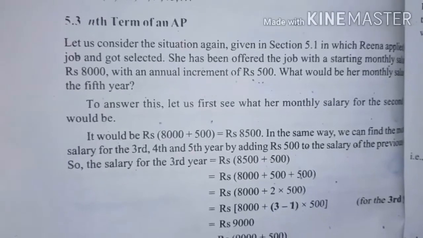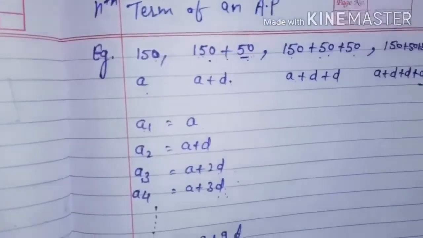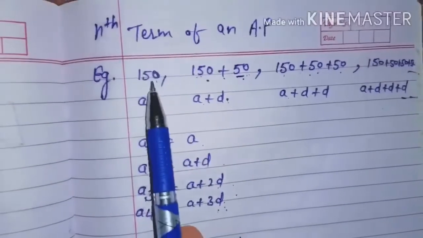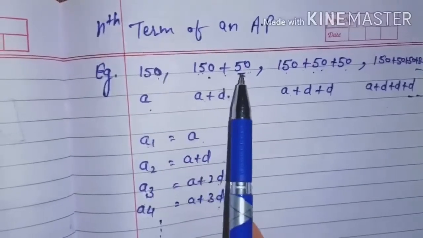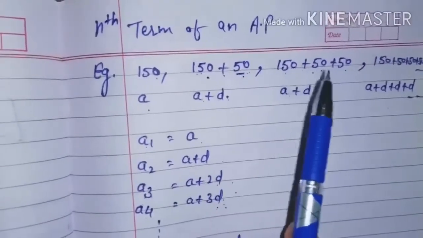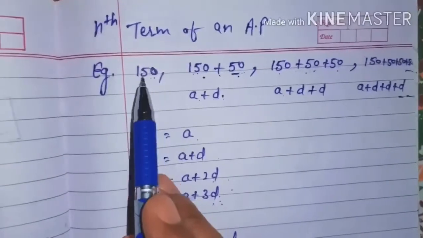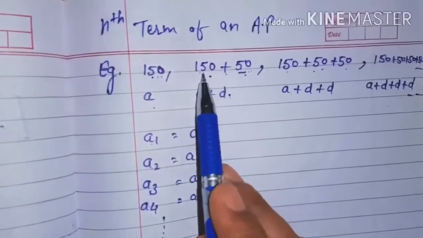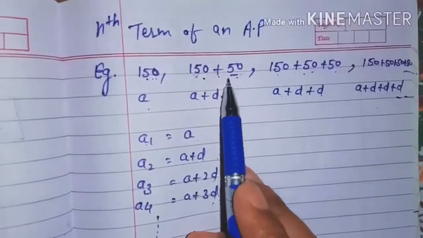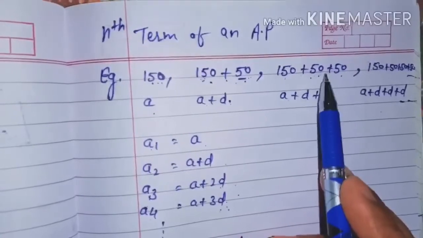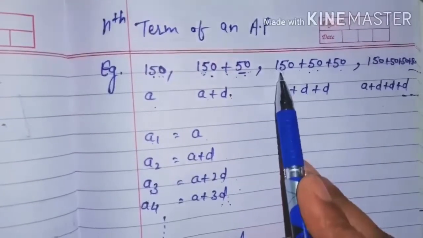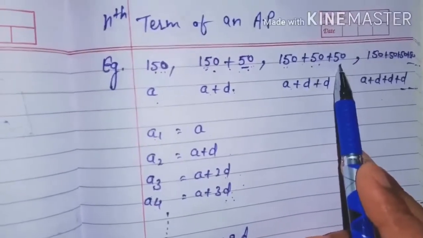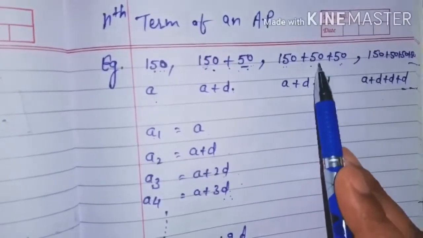Now the example is, suppose the cost of digging a well after 1 meter is 150 rupees, and rises by 50 rupees for each subsequent meter. So for the first meter, the digging cost is 150. If we take 2 meters, then the cost is 150 already, and we add 50 rupees. Similarly for 3 meters, it is 150 plus 50 already taken, so we add 50 more. So it is 150 plus 50 plus 50.